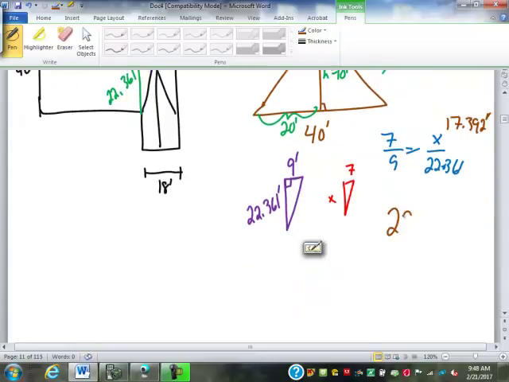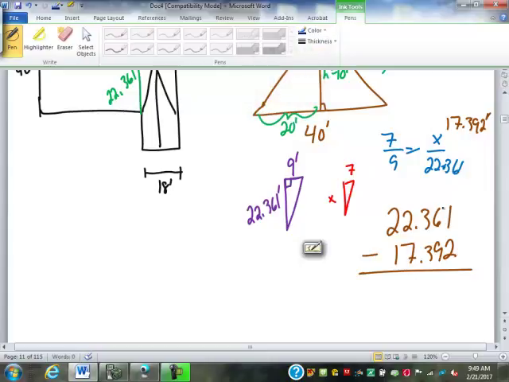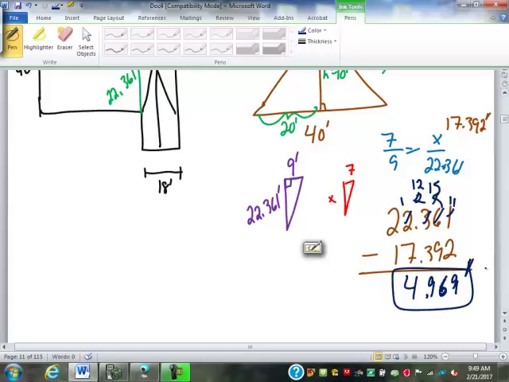So we've got 22.361 minus 17.392. 4.969? Yes? You just had to round off there. Always go 3 digits with these. 3 whole digits.